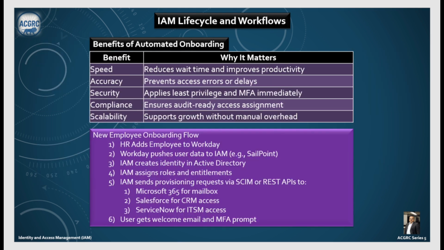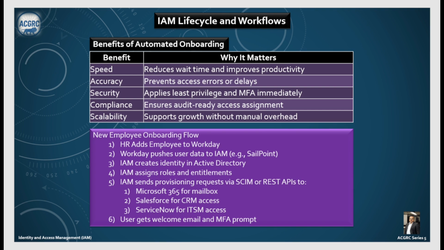Now, benefits of onboarding. First is speed. It reduces the wait time and improves productivity. Accuracy: it prevents access errors or delays. From a security perspective, it applies least privilege and MFA immediately. From a compliance perspective, it ensures audit ready access assignment. From a scalability perspective, it supports growth without manual overhead.